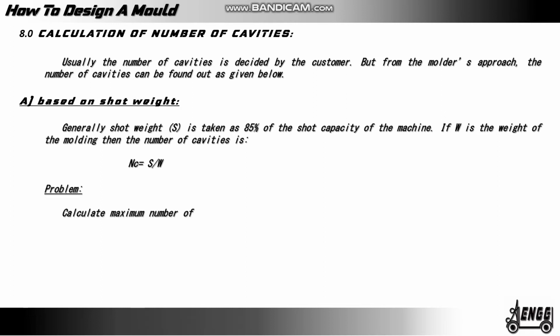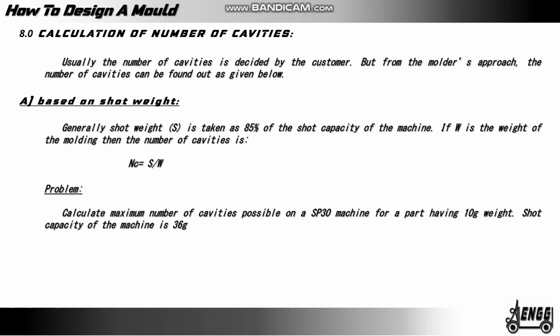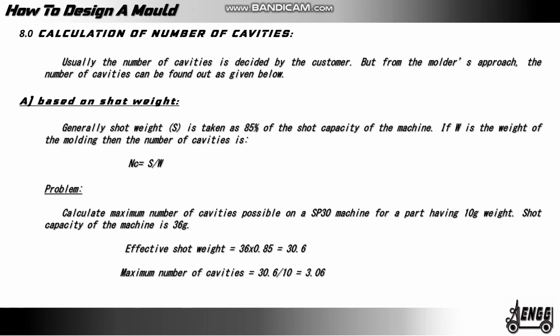Problem: calculate maximum number of cavities possible on a SP30 machine for a part having 10 gram weight. Shot capacity of the machine is 36 gram. Effective shot weight 36 into 0.85 equal to 30.6. Maximum number of cavities 30.6 by 10 equal to 3.06. Since no fraction is possible, the maximum number of cavities can be 3.